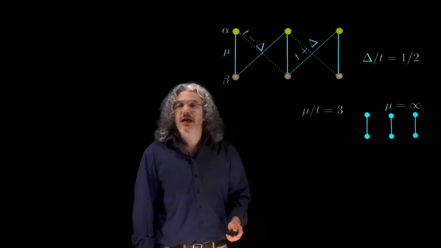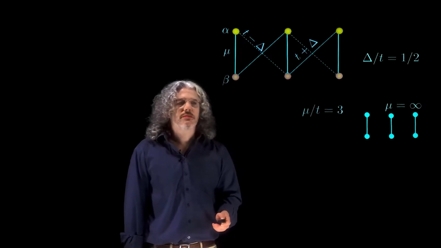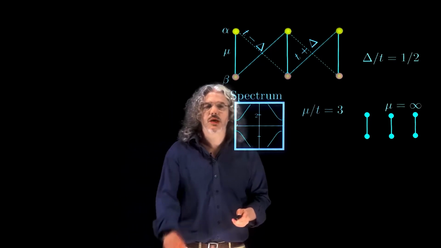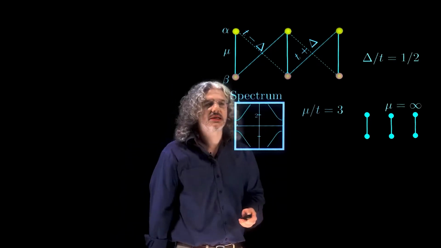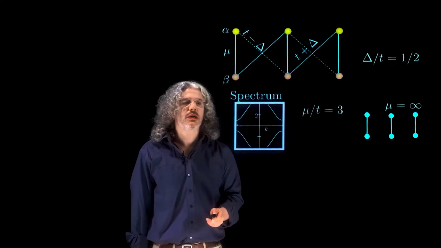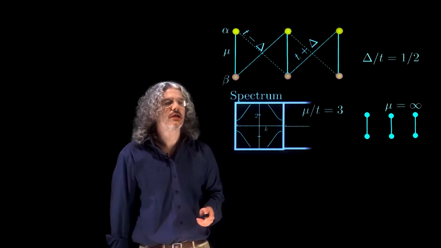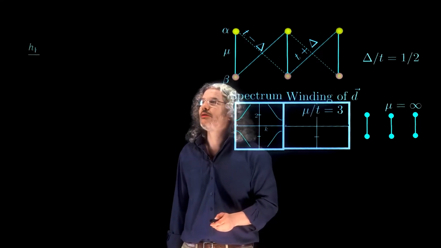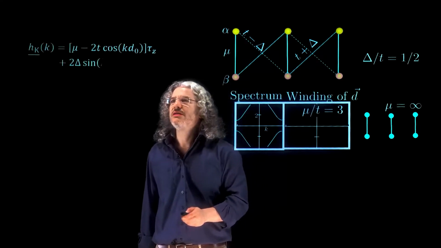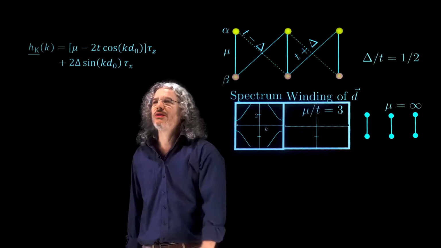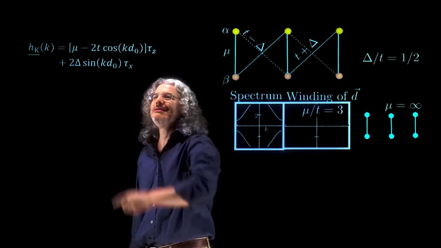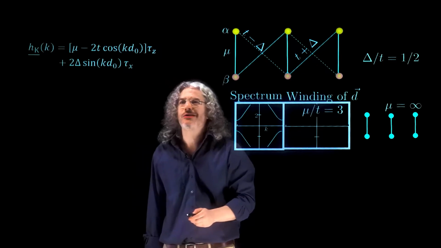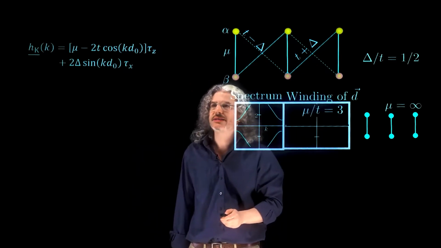Let's now discuss what happens when mu over t is equal to 3. This is the spectrum of the model now. We still have a gap in the system, and I can also calculate the winding of d as a function of k. I remind you what d was: the Kitaev Hamiltonian was (mu minus 2t cosine k d naught) times tau z plus 2 delta sine k d naught tau x.